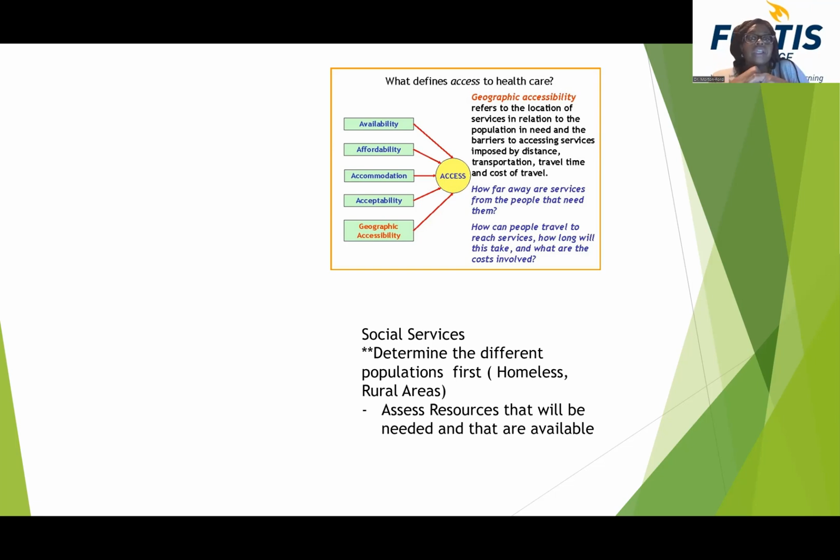For example, if someone is homeless, they may not be able to get to and from. Also, if someone lives in a rural area, transportation might be a barrier, also getting to and from those resources. So social services have a plethora of resources that are available, and the when, the what, and how those resources can be used and utilized by the different populations.